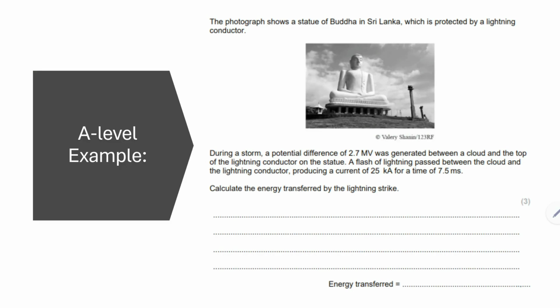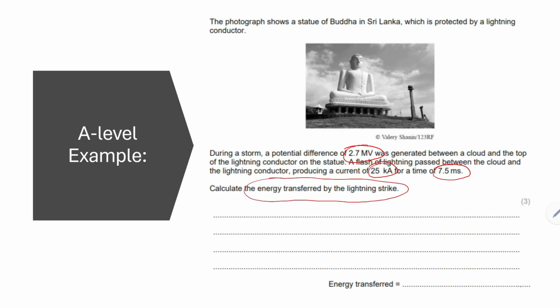So now we are going to be moving on to the A-level exam style question, where it states calculate the energy transferred by the lightning strike. And it says that the potential difference is 2.7 megavolts and it produces a current of 25 kiloamps in a time of 7.5 milliseconds. And we need to find the energy transferred by the lightning strike.